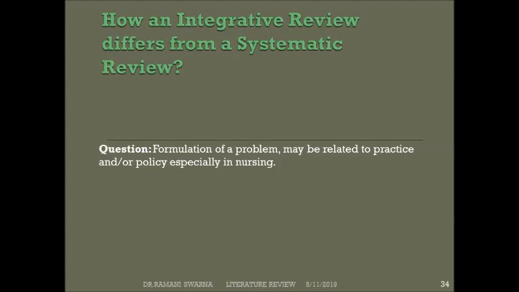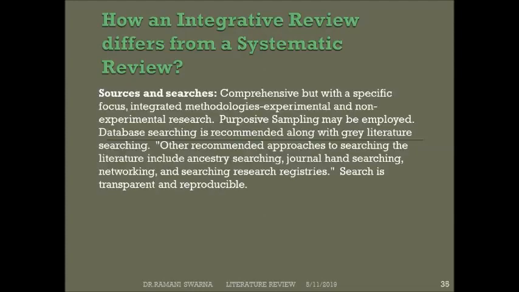Once I'll be discussing the different kinds of literature that are available, at that time I would be introducing to all of us what exactly we mean by gray literature. Other recommended approaches to searching the literature include ancestry searching. When ancestry searching is coming in, definitely yes, we can even pick up the alternative schools of thoughts like astrology, tarot cards, I would say palmistry, numerology, even they also are able to enter into it. Journal hand searching, networking and searching research registries.